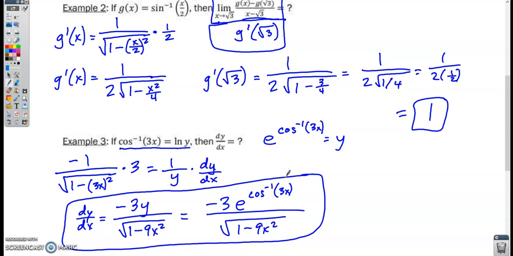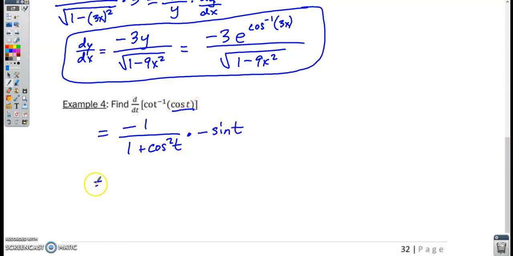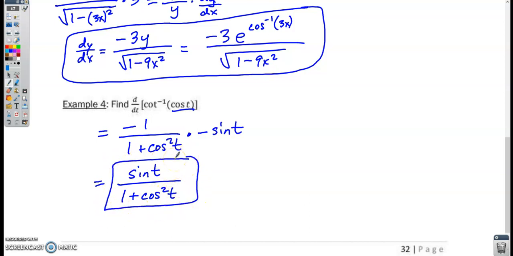All right, last one. Example 4. Find the derivative with respect to t of the arc cotangent of the cosine of t. So arc cotangent is going to be negative 1 over 1 plus u squared, so that's going to be cosine squared of t, times the derivative of the inside. The derivative of cosine of t is negative sine of t, and so this is equal to sine of t over 1 plus cosine squared of t. I don't see any good simplifications, so it looks like we're done.